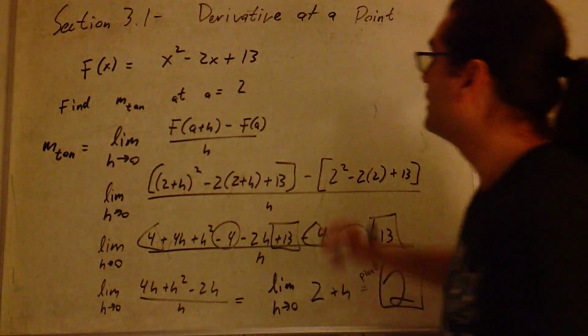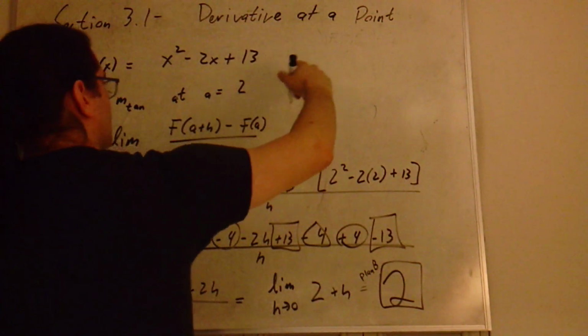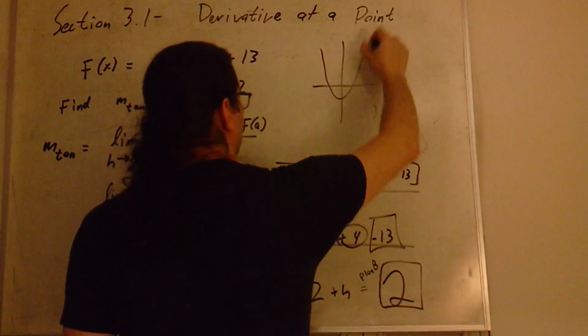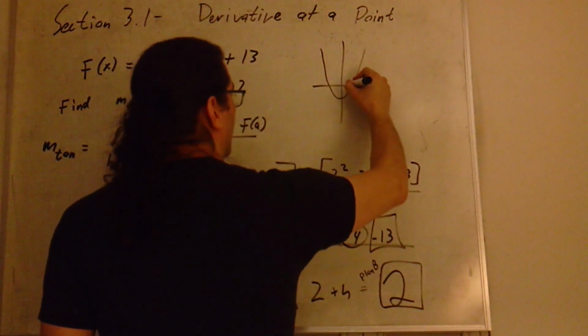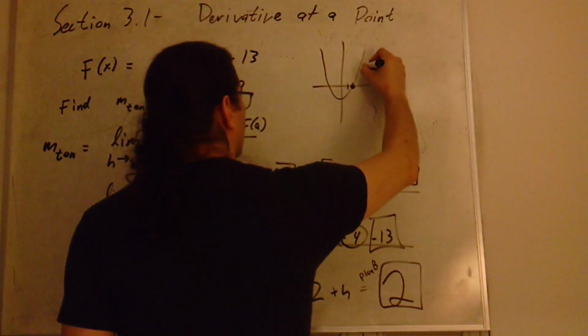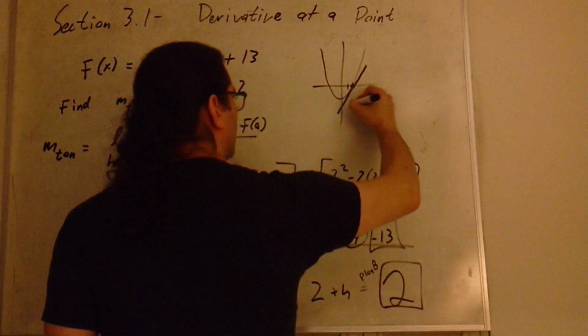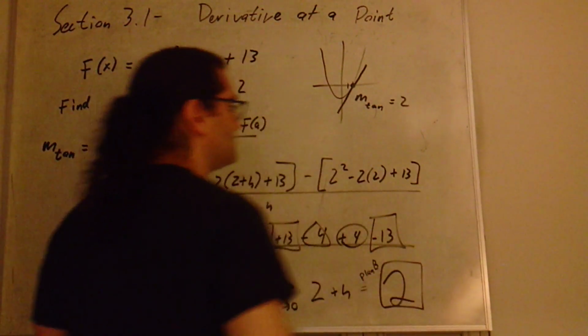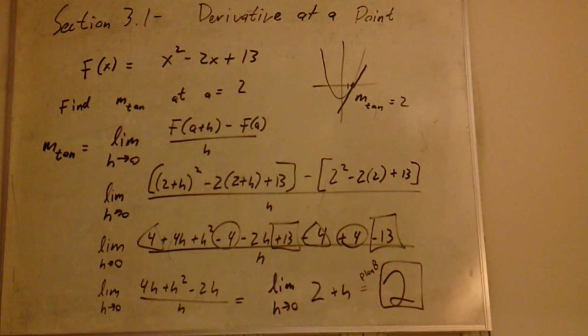So, I don't know what x squared minus 2x plus 13 looks like. It's probably some parabola that does something like this, I guess. But I do know that at x equals 2, the slope of the tangent line is 2. So that's what these problems look like start to finish.